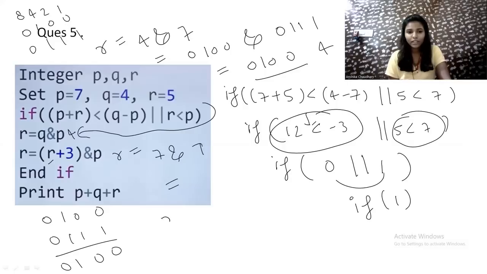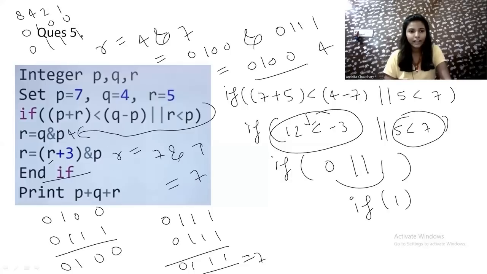So what is the value of 7? 0 1 1 1. We have just converted it. So 0 1 1 1, 1 1 1 1 and 0. So this will be again 7. Okay, and this is 7 now.